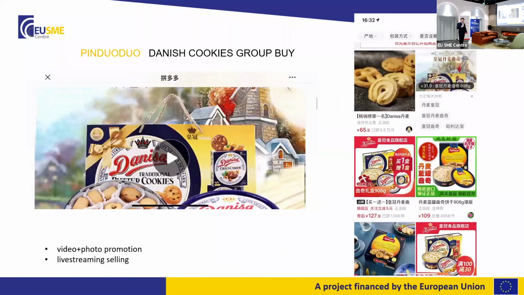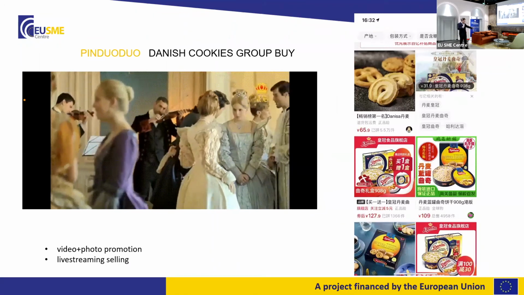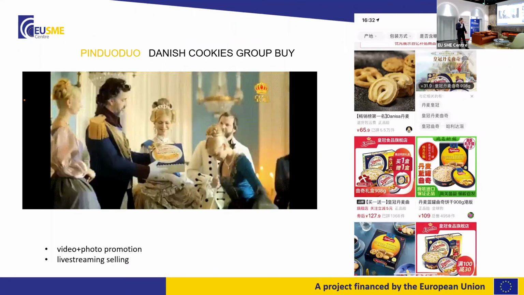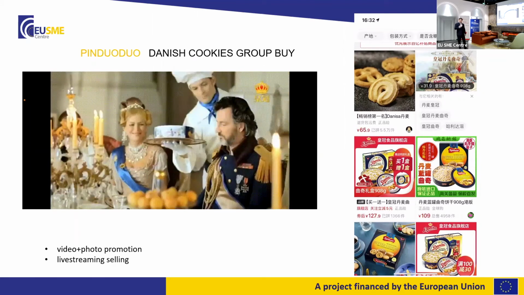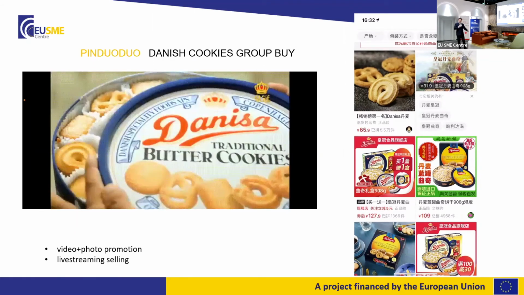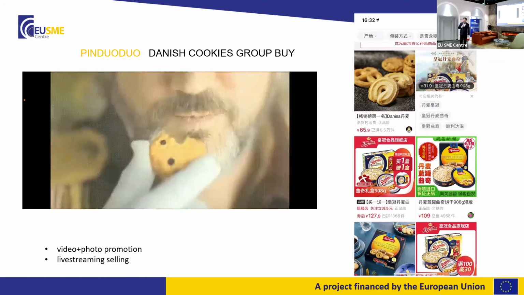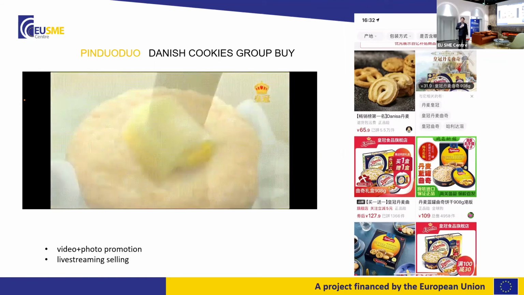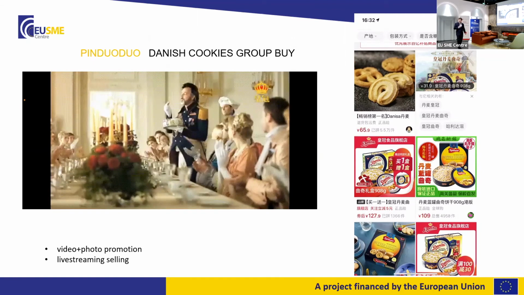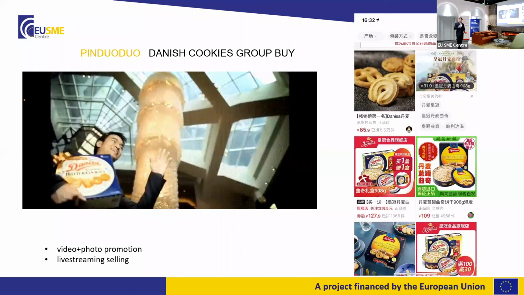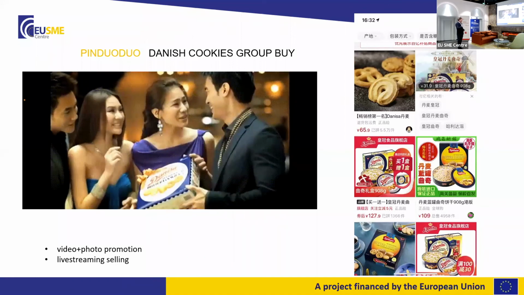Here, another Danish example. We actually have the cookies here. Danisa, on Pingo. How does it work? Very simple. You sign up for a pack of cookies with 10 random friends. You have maybe 1 hour, 2 hours, and it's just a group buy. It sells through. There's probably not a lot of margin made on this, but once again, it's great for building awareness, and hopefully you get repeat buys coming further once people try it out.